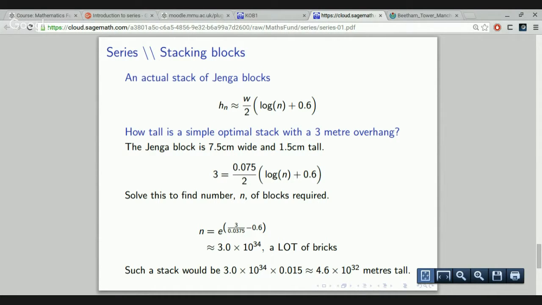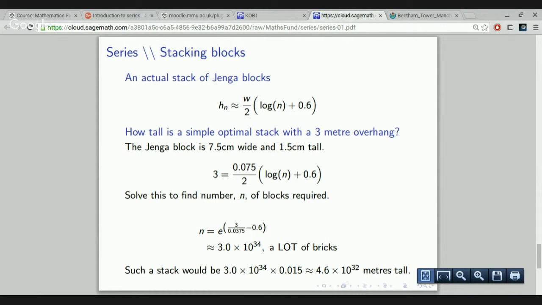If you stick in the numbers, each of these Jenga blocks is 7.5 centimeters wide and 1.5 centimeters tall. So if we want a Jenga stack to have an overhang of 3, measuring in meters, we want the overhang to be 3. So the width is 0.075 meters. We need to solve this equation for n, to find n, the number of blocks I'd need. Now if you do it, you have to invert the logarithm function, which you do with the exponential function. You get to this approximate solution for n.